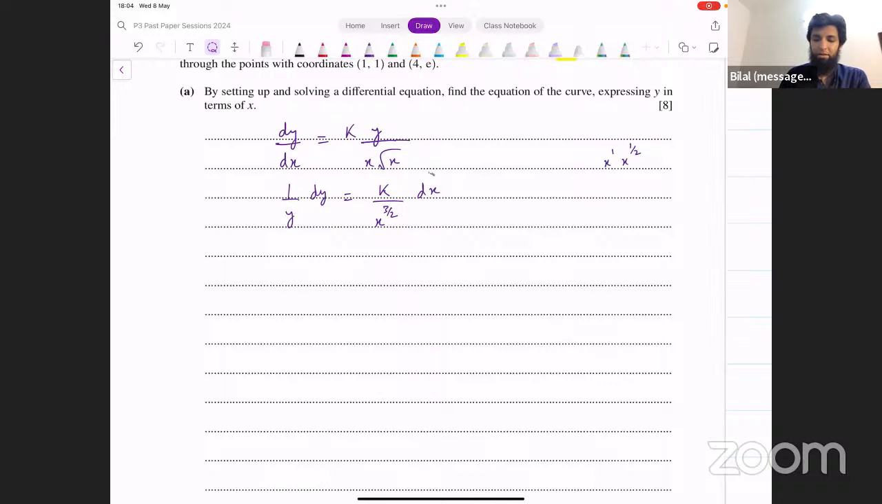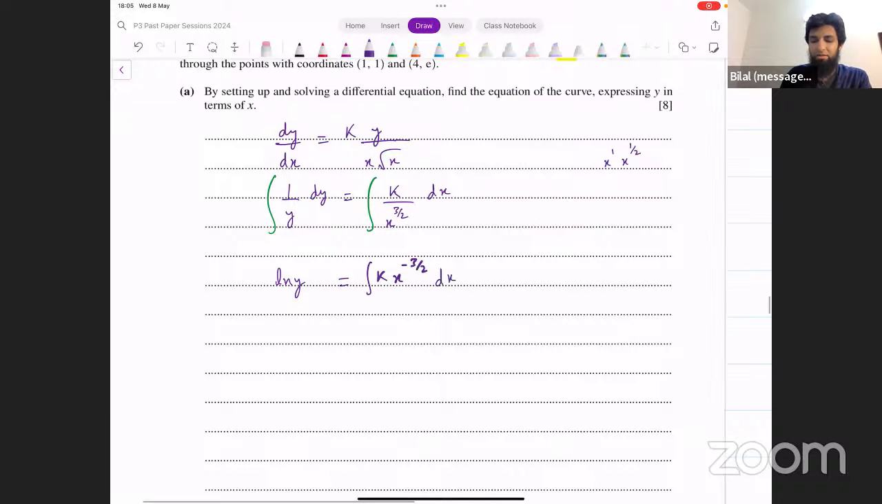All right. And now we can just integrate both sides because the variables are separated now. How do you integrate 1 over y? Integration of 1 over y is ln y. How do you integrate this thing? You can basically bring x to the numerator. It becomes kx raised to the power minus 3 over 2.